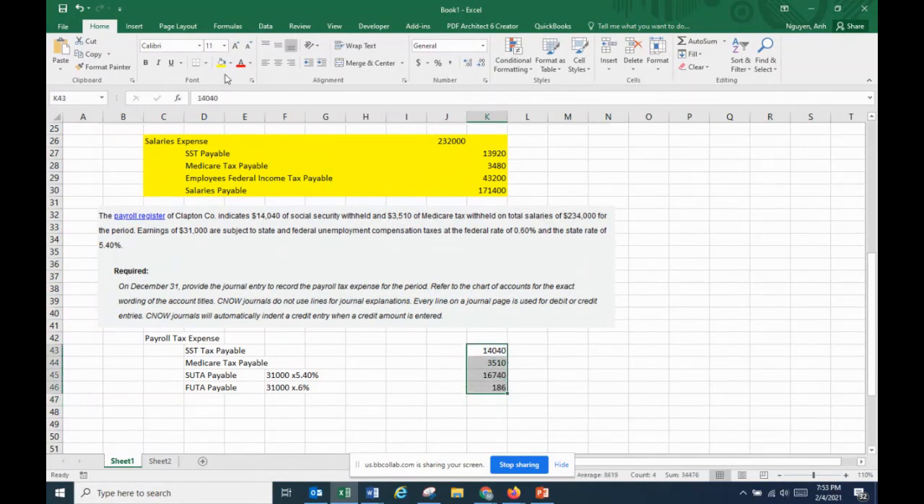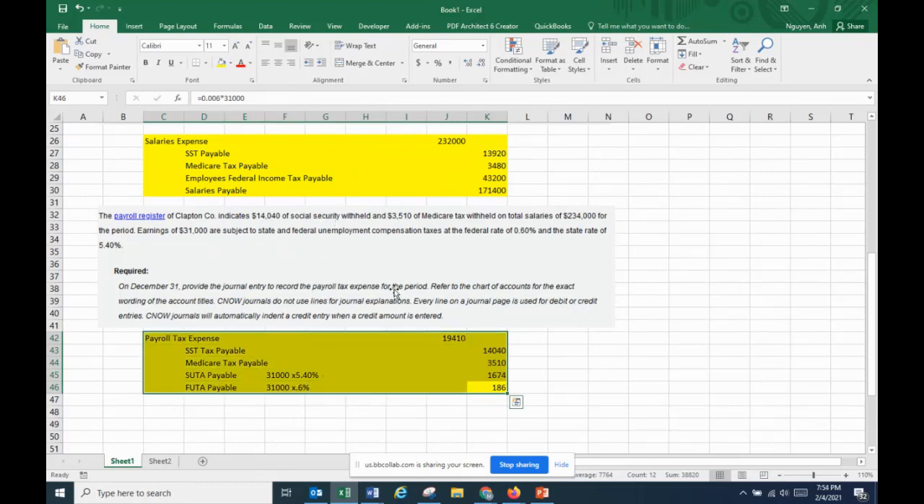Right, so once you get this, you will know this. This looks wrong. Oh, 0.054 right here. All right, and that's this entry, the two payroll journal entry. Just wanted to clarify and show the difference between the two.